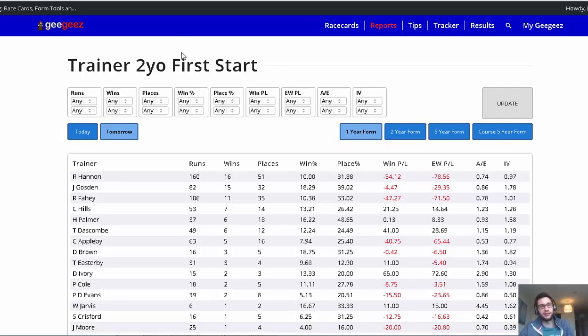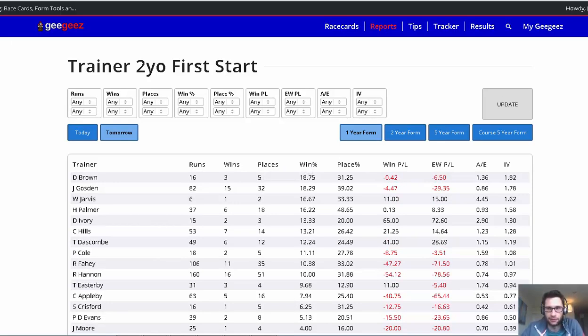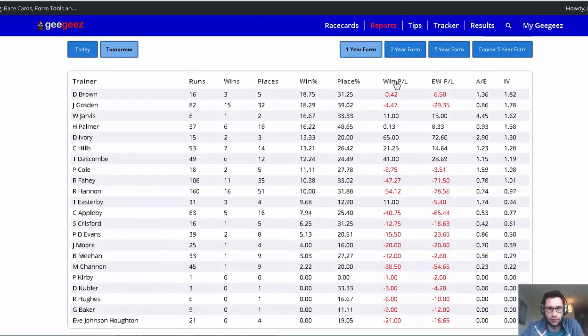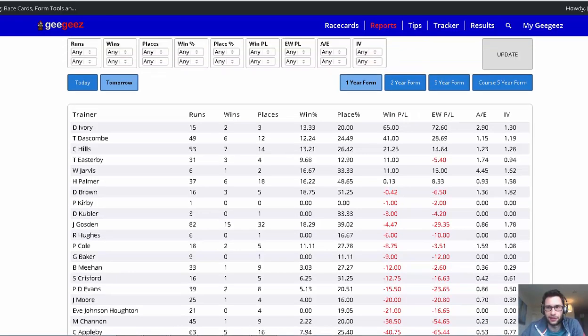Here we're looking at trainers' form with their first time out 2-year-olds. Now there's a lot of filters here at the top, so you can sort this and save it so that every time you upload a report it lists them in the order of your preferences. I don't really do any of that. I prefer to just click the win percentage here. You can click the different things and it will order the trainers. So I will click win percentage, and it will order the one with the highest win percentage at the top. You may care for profit, so you can order it by profit, all of these categories.